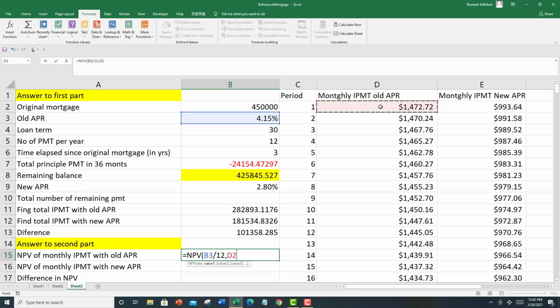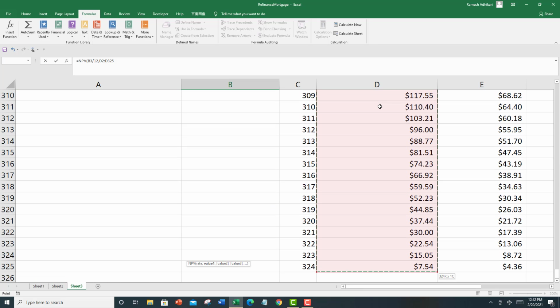I'm going to click on this D1. You can drag it down, or you can simply press Control Shift down arrow. That just helps me to select all the cash flow, right? And then close the bracket, enter.